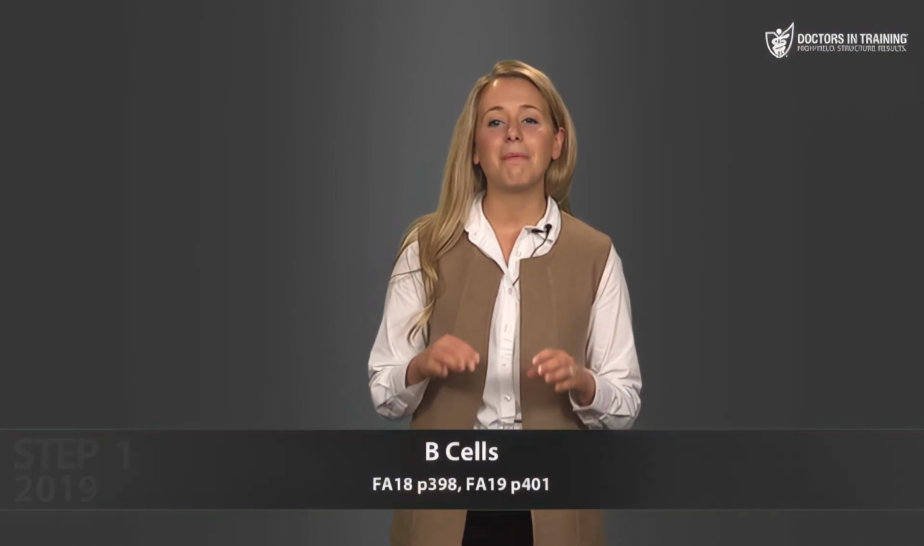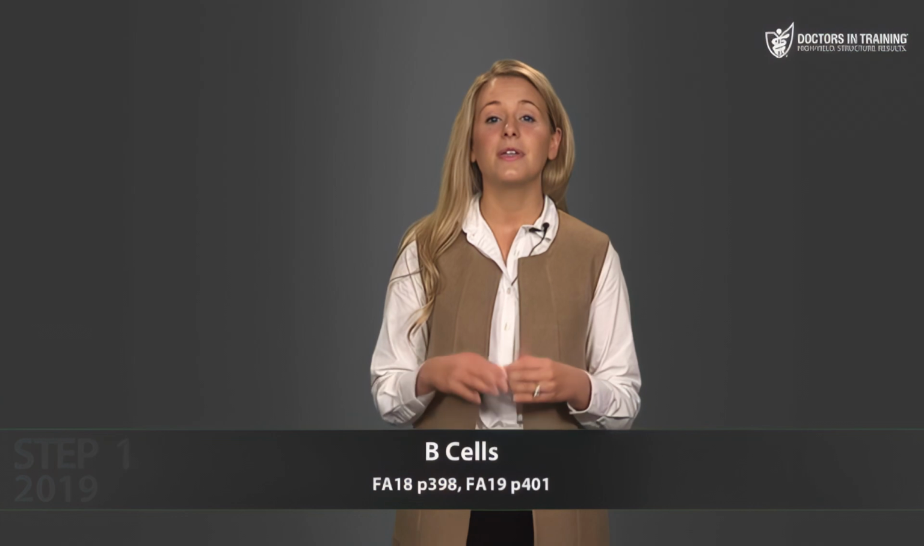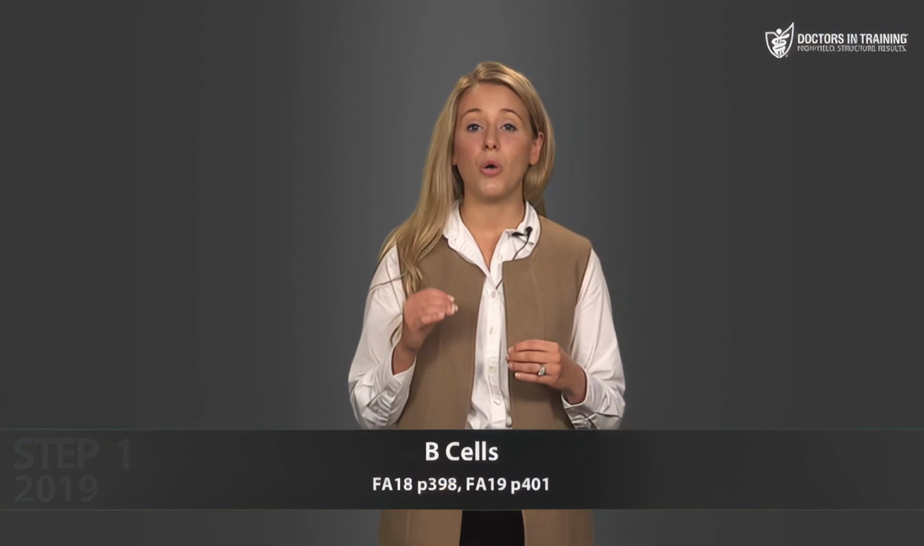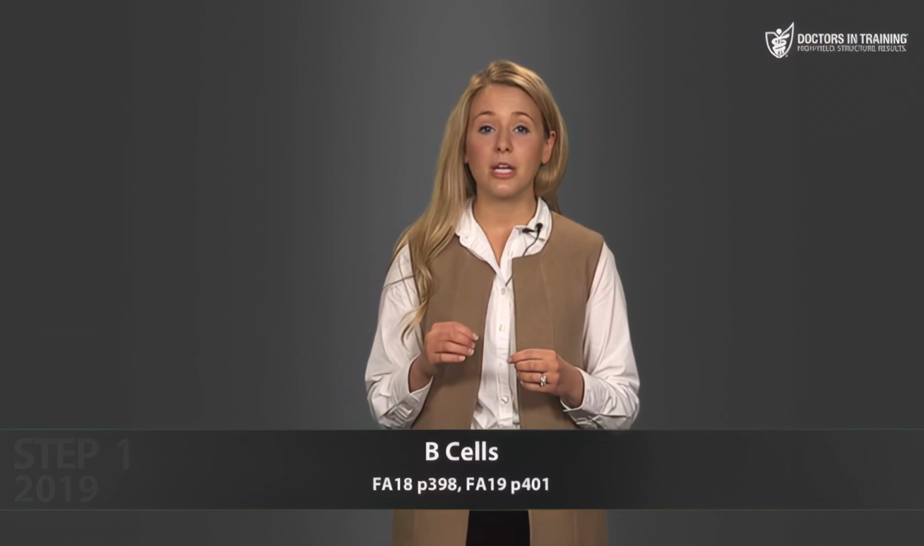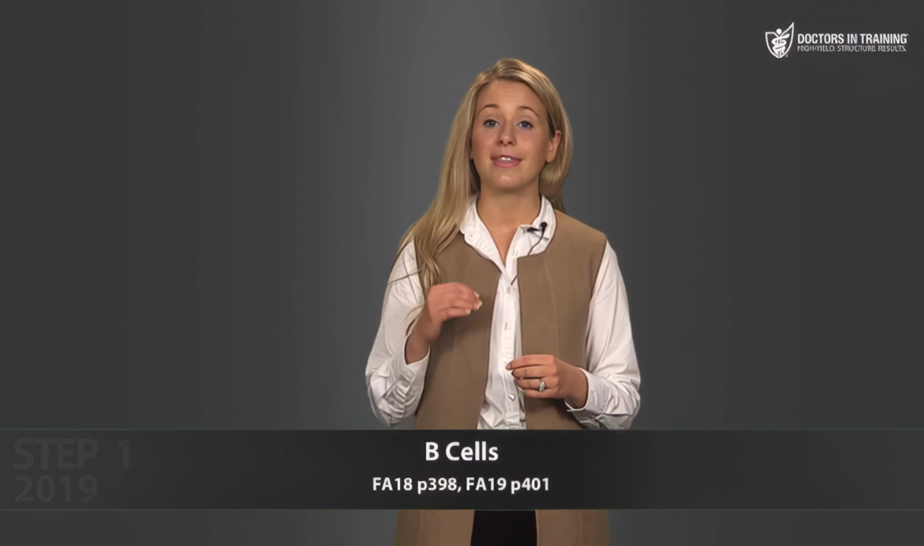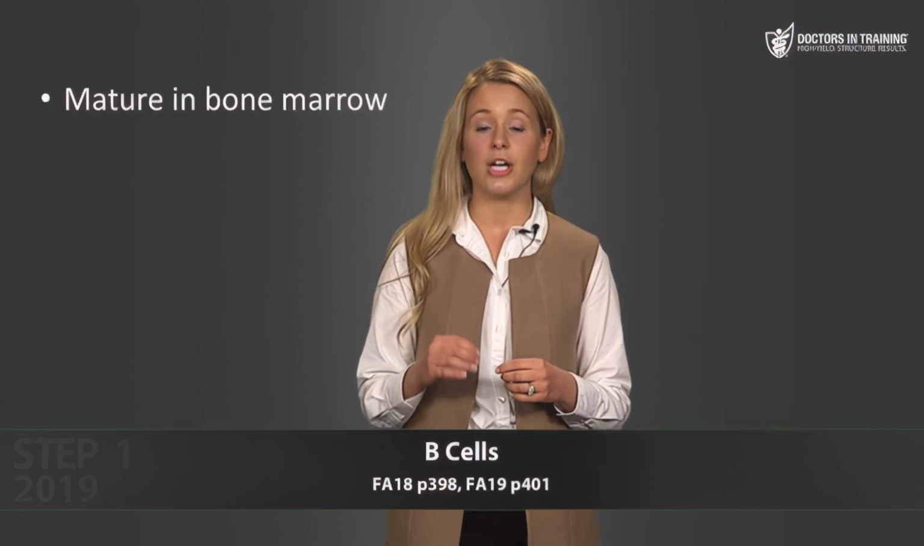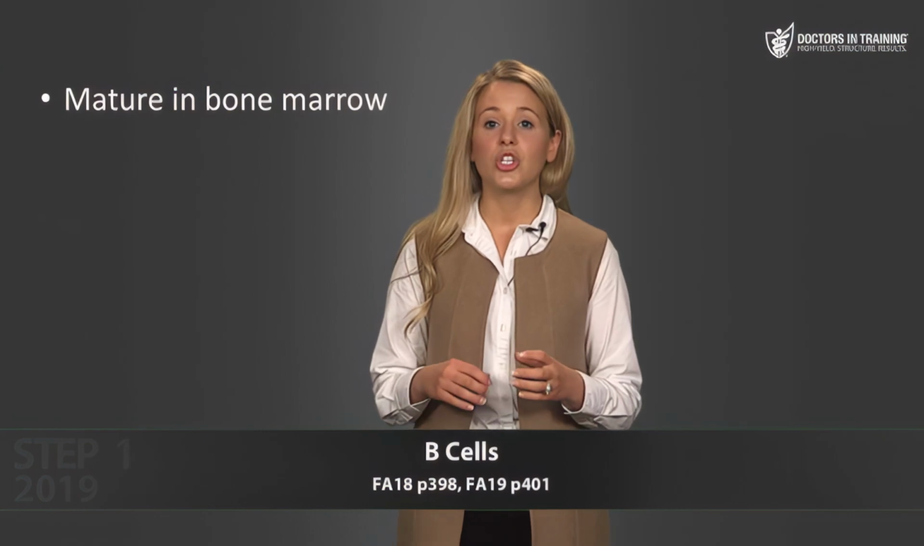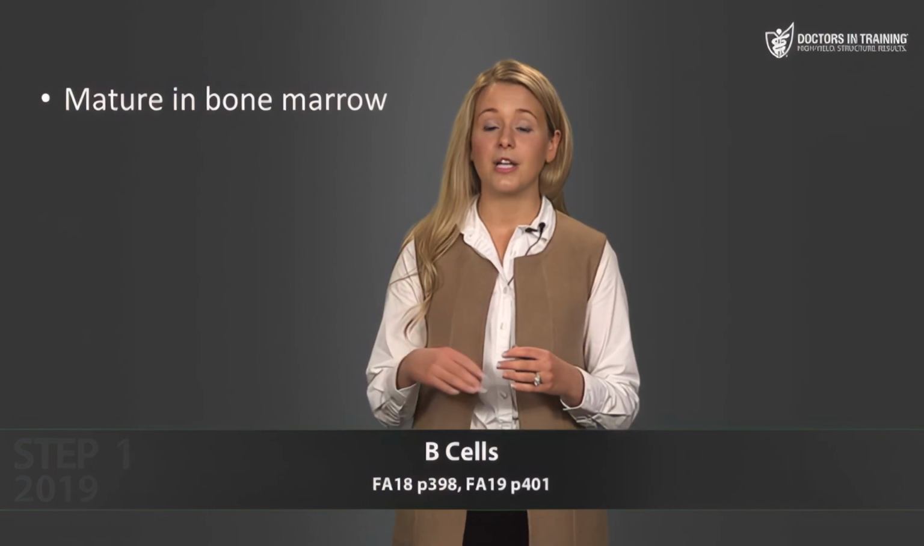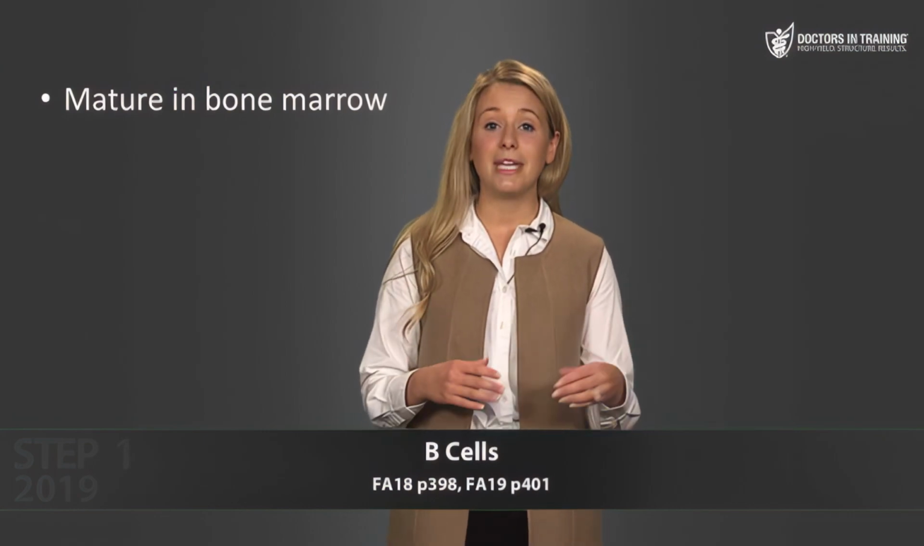Let's start with some B cell basics, like T cells. B cell precursors originate in the bone marrow. But when T cell precursors leave the marrow and mature in the thymus, the B cells mature in the bone marrow. So just like we said T in T cell stands for thymus, let the B in B cells stand for bone marrow.